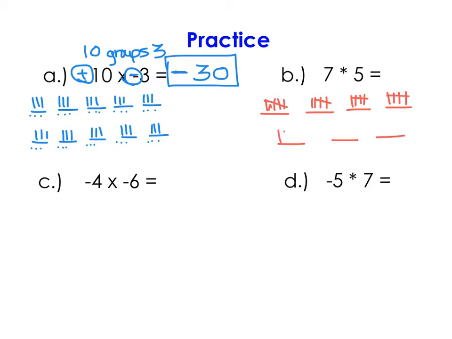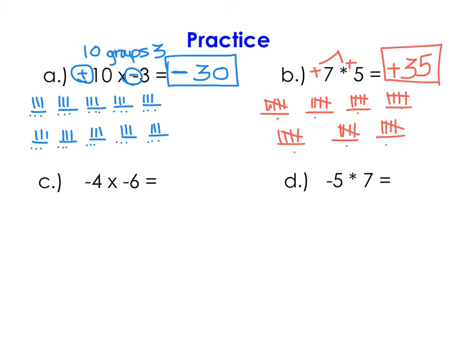So there's 4 of the groups. 5, 6, 7. So here I can see I have 5, 10, 15, 20, 25, 30, 35. And because I have a positive times a positive, 2 numbers with the same sign, I know my answer is a positive 35. Moving on to part C.